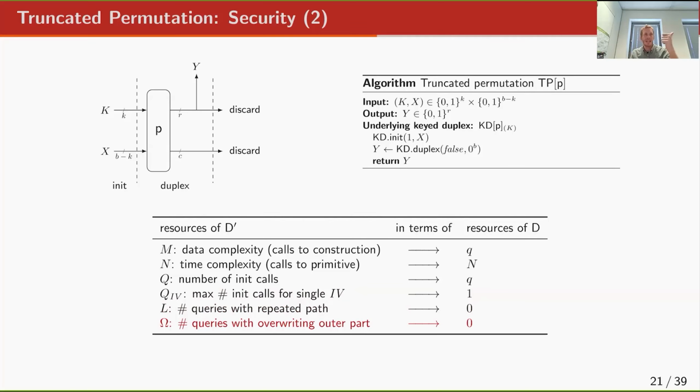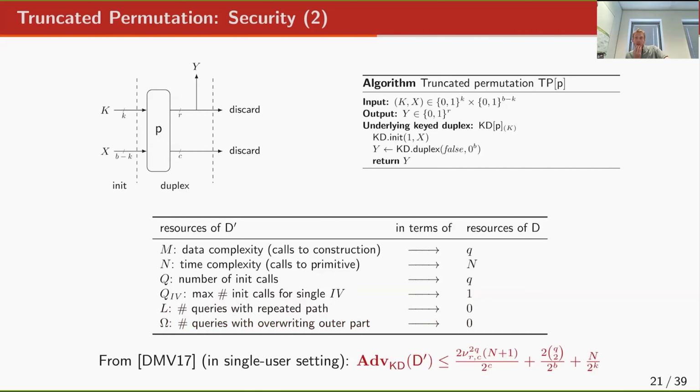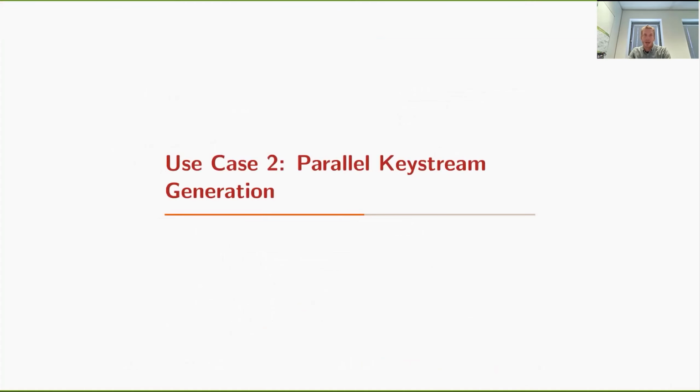So if you take these values, M, N, Q, QIV, L, and omega, and put them into the big bounds, you get a much smaller, much more concise bound. And this is the PRF security of the truncated permutation. Note that we have this multi-collision coefficient nu, that's just a small number. Think of 5, think of 7, something like this. So this is N over 2 to the c. This is roughly N over 2 to the k. This is the birthday bound in B. This is actually not a tight term, and a dedicated proof would have given a better bound. But this is a good example of how the duplex can be used for something bigger. And what else can we do now?